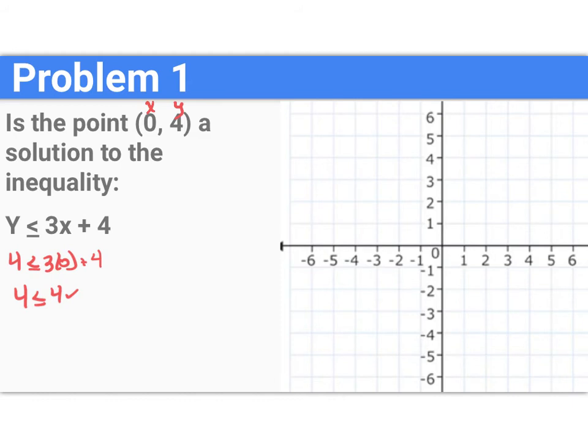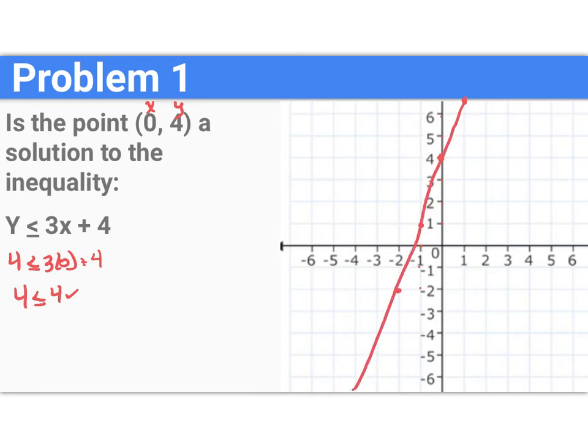Or we can go ahead and graph the line. When x is 0, y is 4. The slope is 3. We go up 3 and over 1, up 3 and over 1. So your line will look like this.